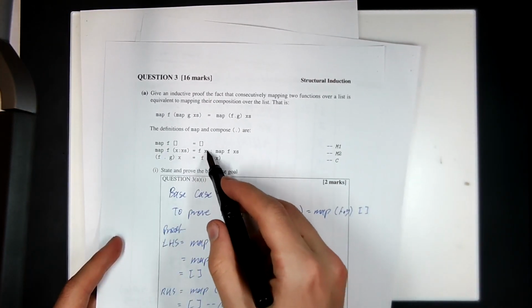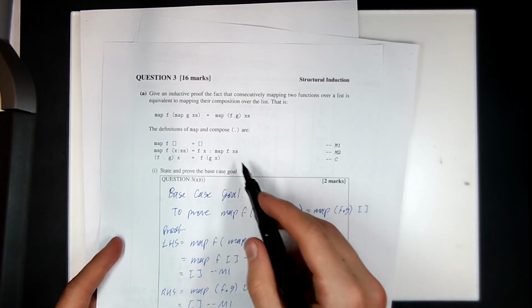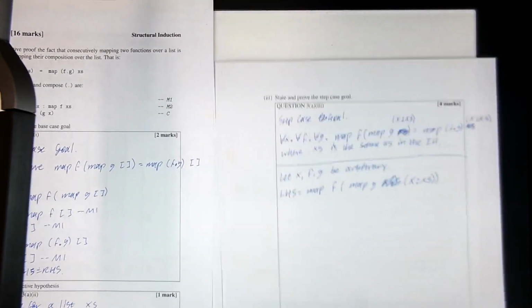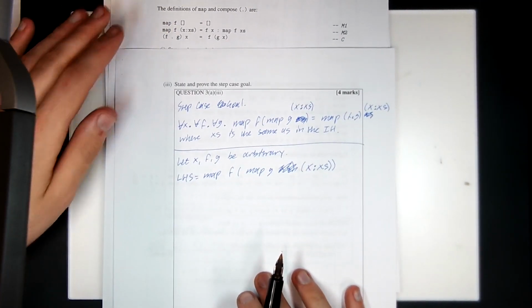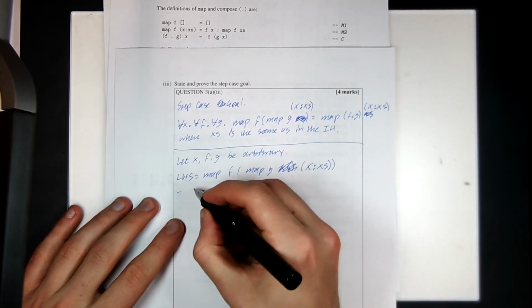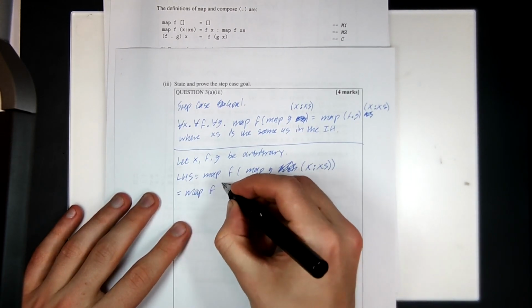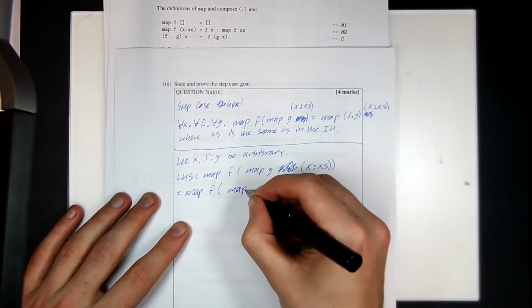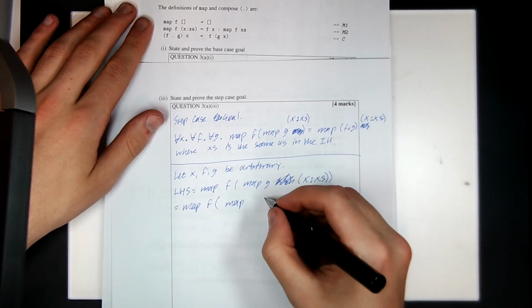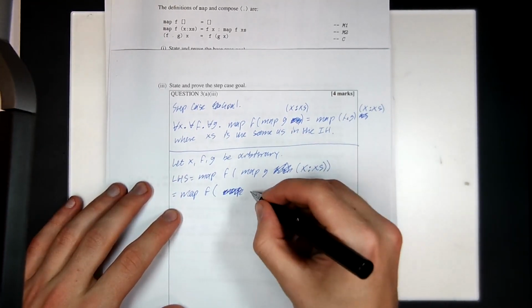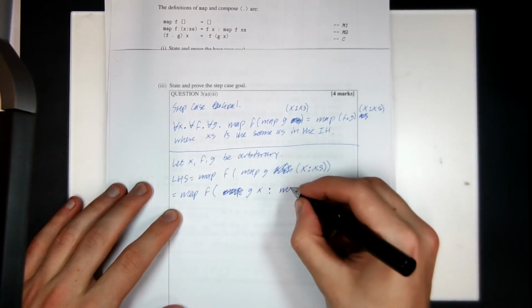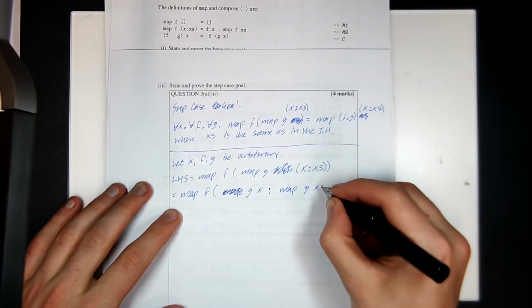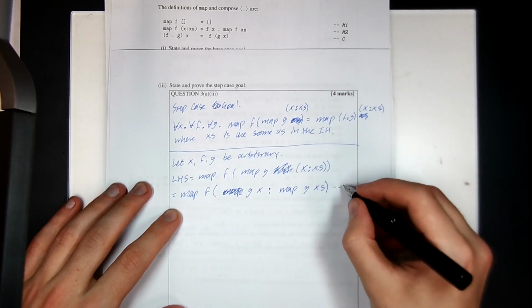Map g (x cons xs). So you apply g to x and then apply map g to the rest of the list. So we'll do that. Just keep my rules here in view. Is that visible? Yep, there we go. So this is going to become map f (g of x cons onto map g xs). Cool, by rule M2.